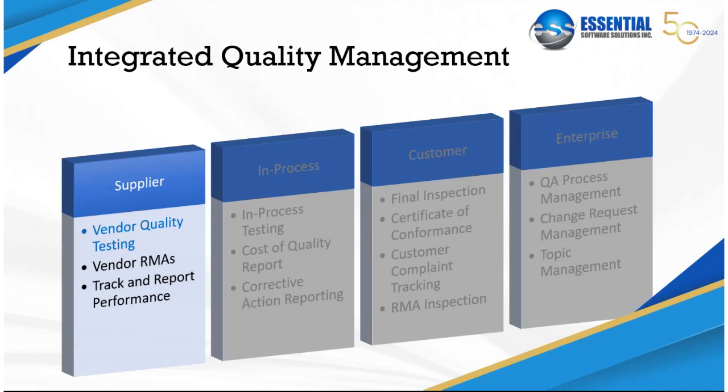First we have QCS supplier. This focuses on vendor quality testing. It gets triggered at the point of PO receipt, and tests can be performed at that time, or they can be put on hold and reviewed at a later time. This has to do with vendor RMAs, also known as a BRMA. This is the process of tracking returns, credits, and replacement of damaged inventory between you and the vendor.